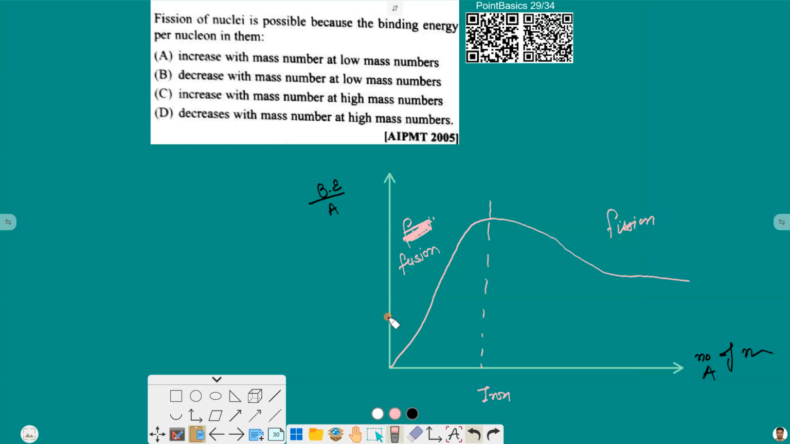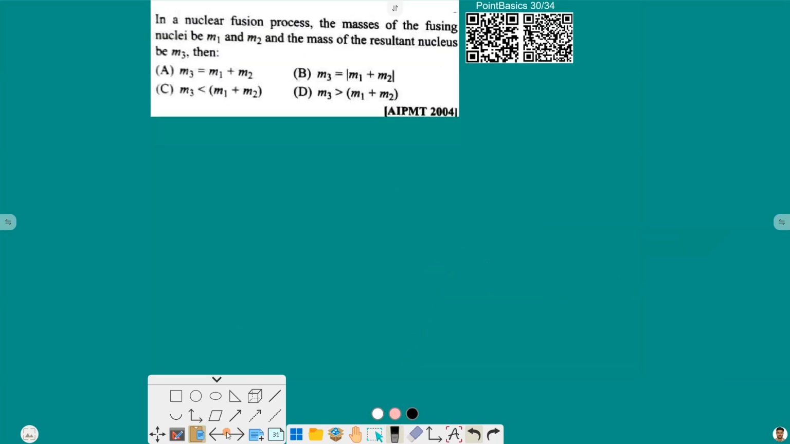So the fusion, fission, yeah. So fission is only possible. Why? Because as we move backward, or as we move towards the low mass number, binding energy per nucleon increases. So as we move backward, binding energy per nucleon increases, or we can say with lower mass number, binding energy increases. So here it increases with mass number at low mass number. That is option A.